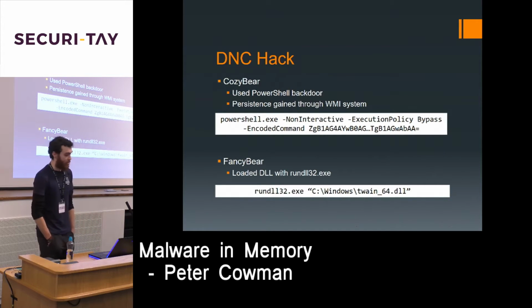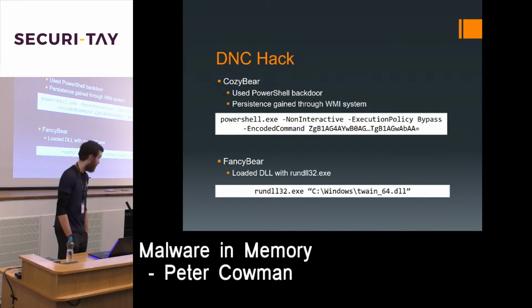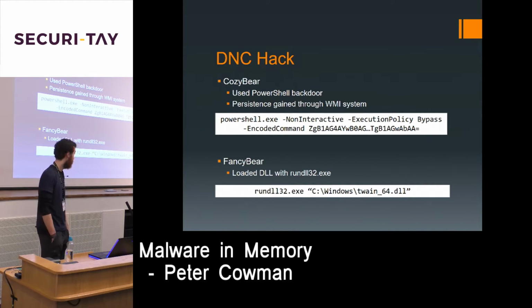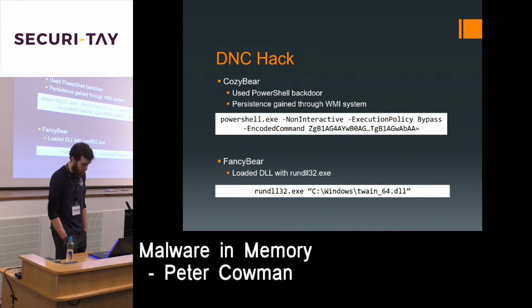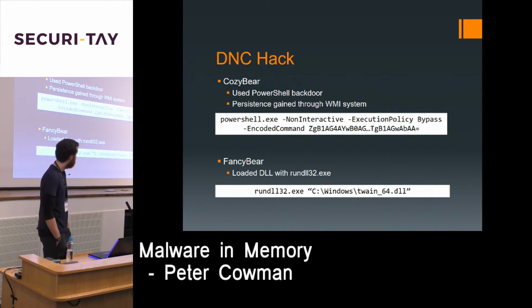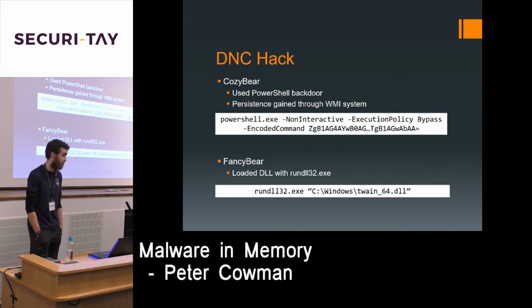The DNC hack, I couldn't really go past without mentioning something about this, without getting into the politics and the mess around this. There were supposedly two actors acting completely independently, Cozy Bear and Fancy Bear. Cozy Bear seems to have used a PowerShell backdoor, gaining persistence through Windows Management Instrumentation again, which is just a series of tools Windows exposes to allow scripting of management tasks, basically.